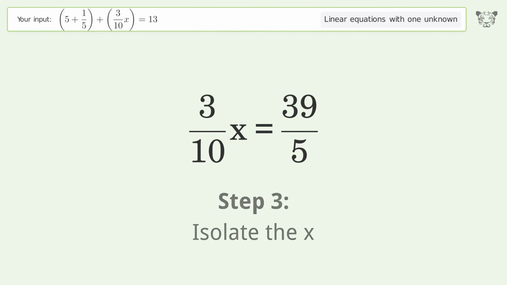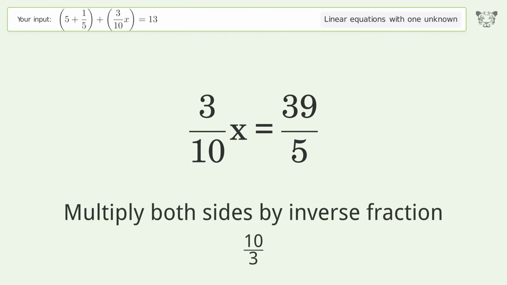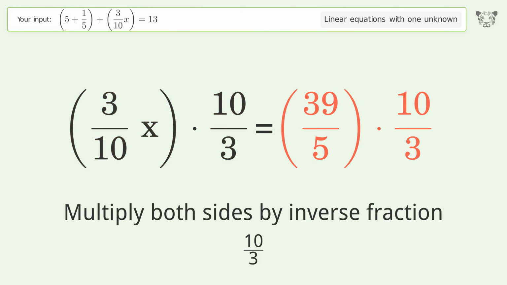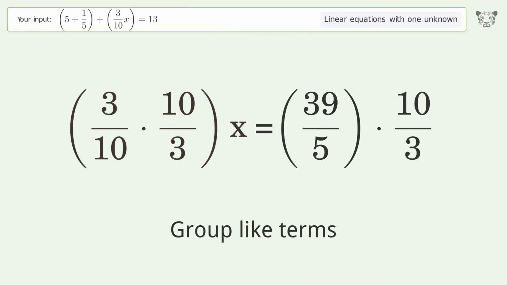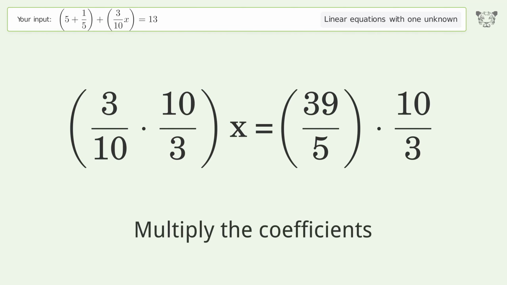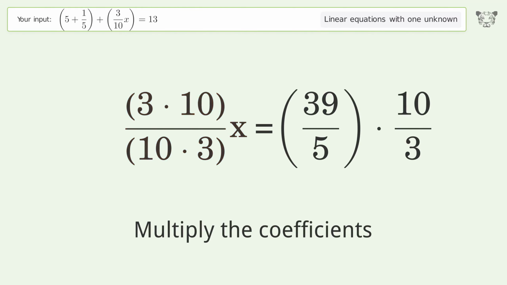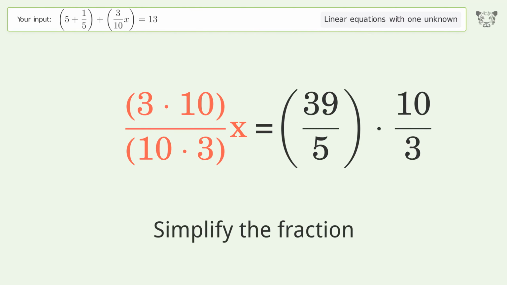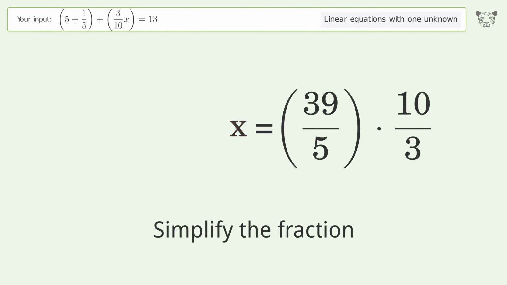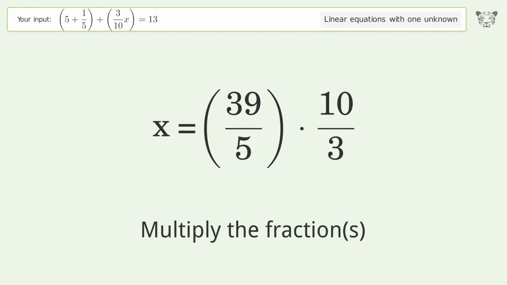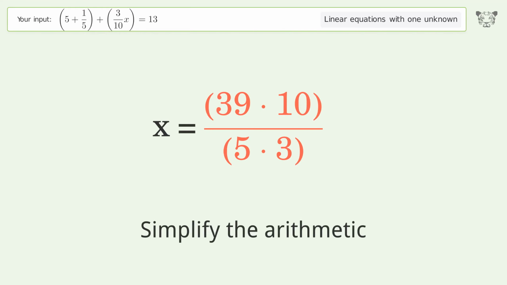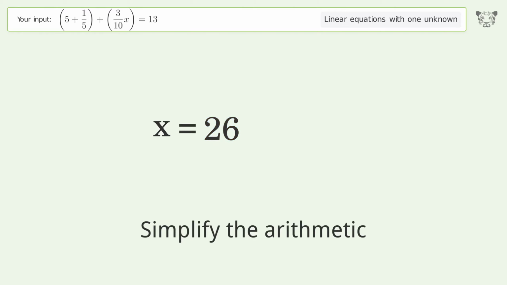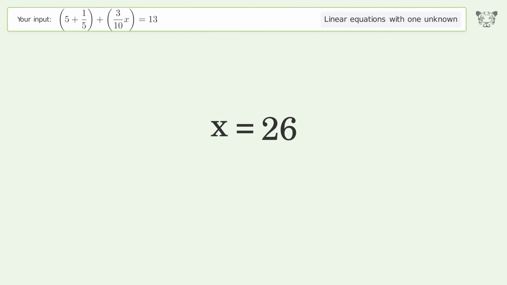Isolate the x. Multiply both sides by inverse fraction 10 over 3. Group like terms. Multiply the coefficients. Simplify the fraction. Multiply the fractions. Simplify the arithmetic. And so the final result is x equals 26.